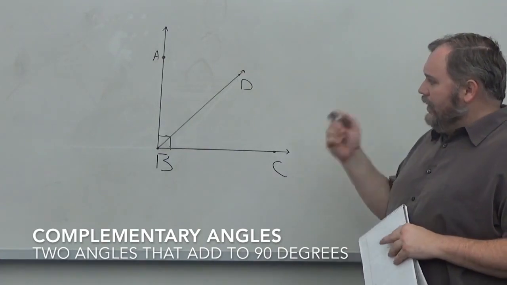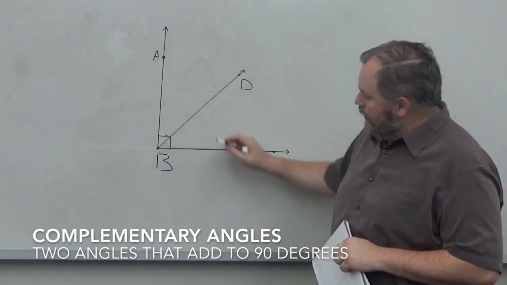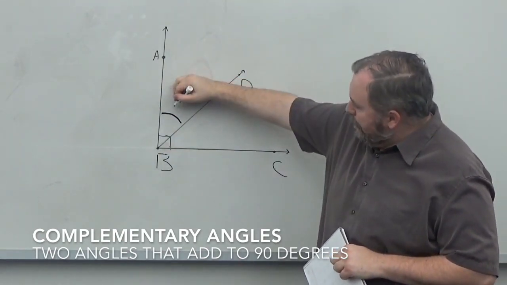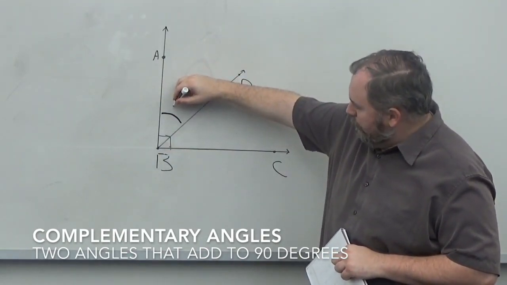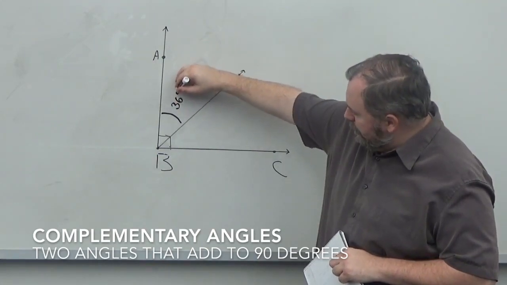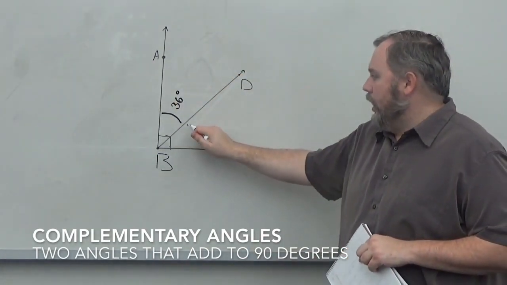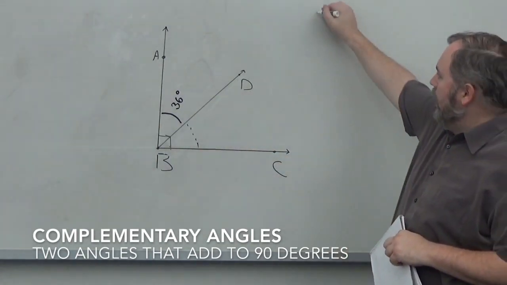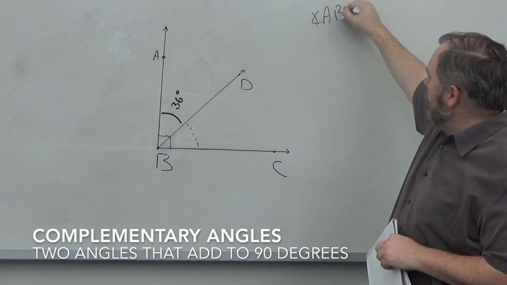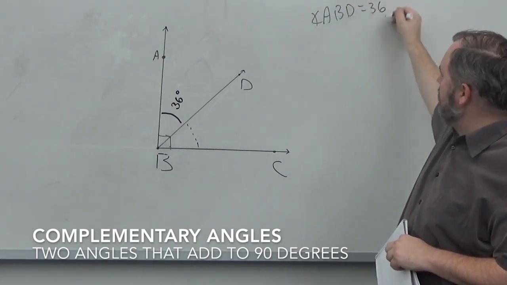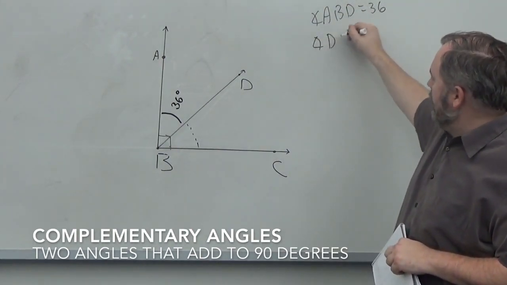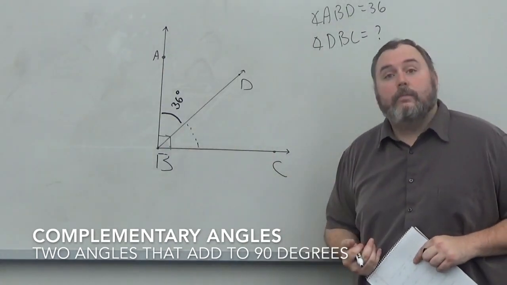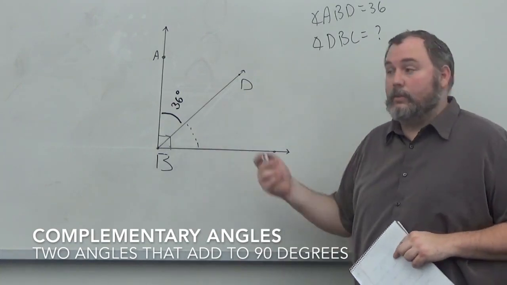So let's say for the sake of argument that we know that angle ABD happens to be, let's say, 36 degrees. My question to you is, what is angle DBC? All right, so angle ABD is equal to 36. We're trying to find DBC. How do we go about doing that? Since we know that these are complementary, we simply subtract the 36 from the 90.